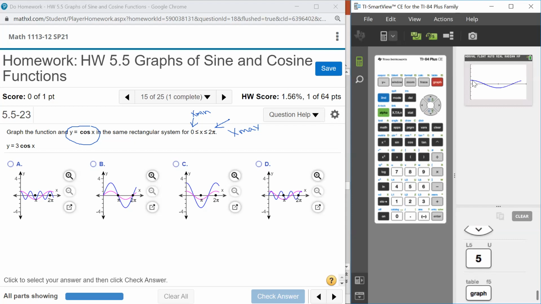And so there's our basic function. It starts at 1, goes down to -1, goes back up, and then it starts at y equals 3. So that's where it goes from 3, goes back down, and goes back up. So the one that looks like that is C.